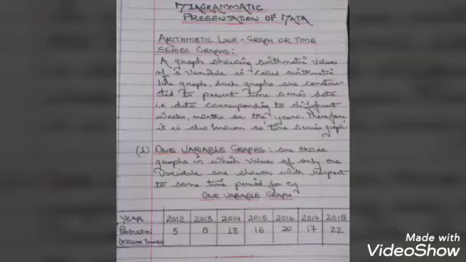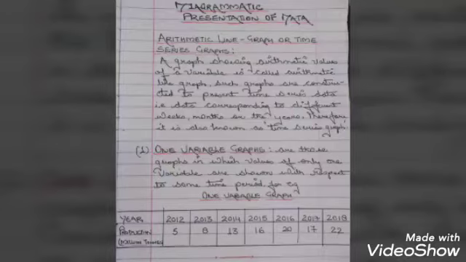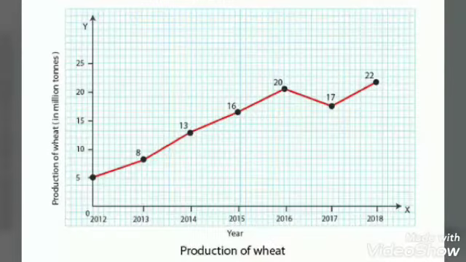So if we start from 2012, in 2012 the production of wheat was 5 million tons. In 2013 it was 8 million tons. Similarly 2014, 15, 16, 17 and 18, when the production of wheat was 22 million tons. Now we are going to express this data on a graph. It can also be constructed on a plain sheet. So let's see how we construct this one variable graph.